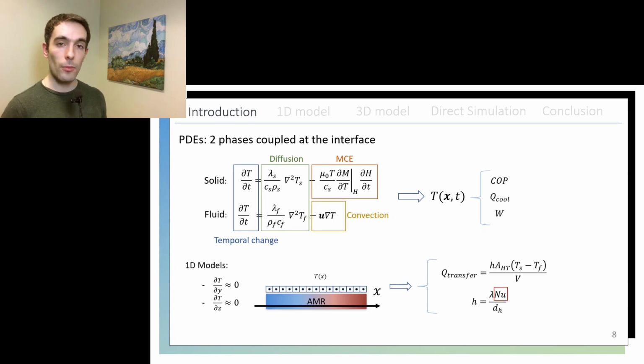Most of the numerical models presented in the literature are one-dimensional, which means that they only solve the dimension that links the cold and hot heat exchangers together. The other two spatial dimensions are considered to be homogeneous. Because we cannot explicitly model the heat transfer between solid and fluid phases in one-dimensional models, it requires an additional term to express that heat exchange, and that would be modeled by the Nusselt number.